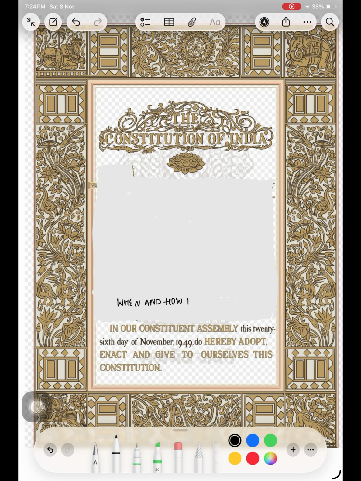Finally, this tells us when the Constitution was adopted. It was adopted on 26th November 1949 and came into effect on 26 January 1950. That's why we celebrate Republic Day on 26 January every year. So, the preamble is not just a paragraph, it's the heart of our constitution. It reminds us what kind of India we are: free, fair, equal, and united.